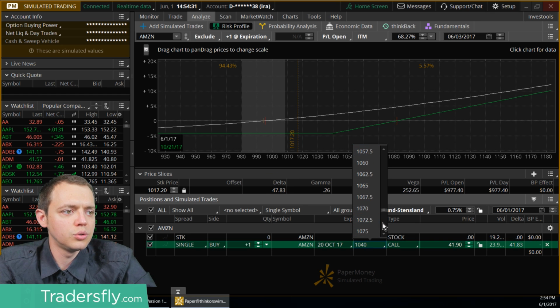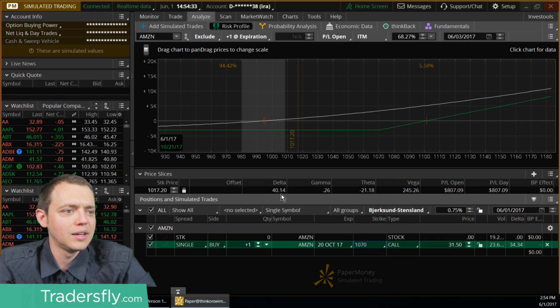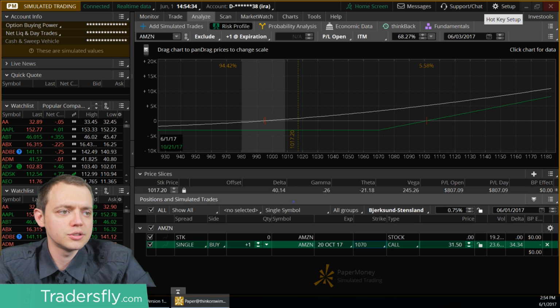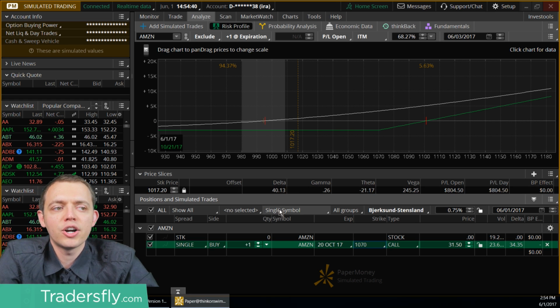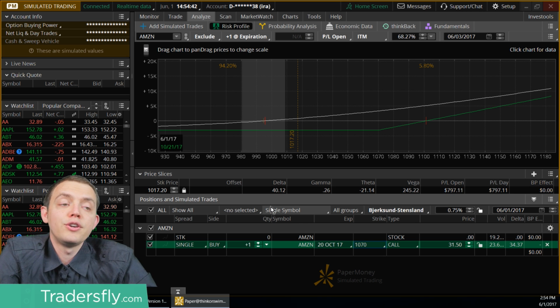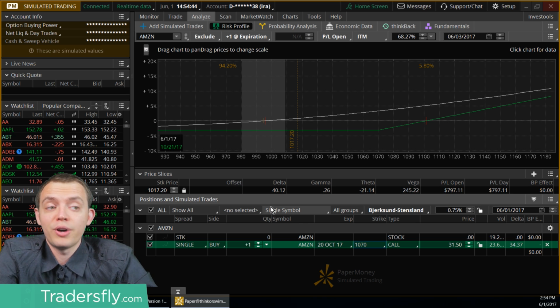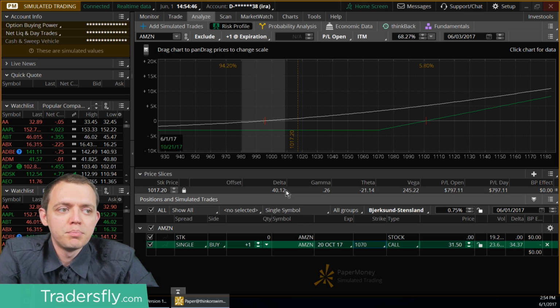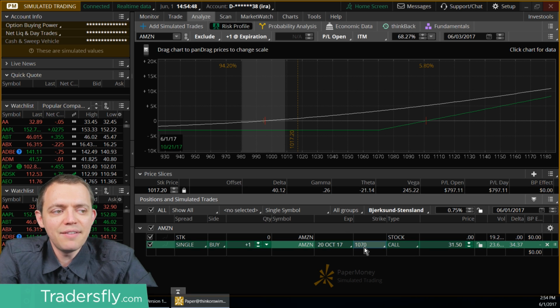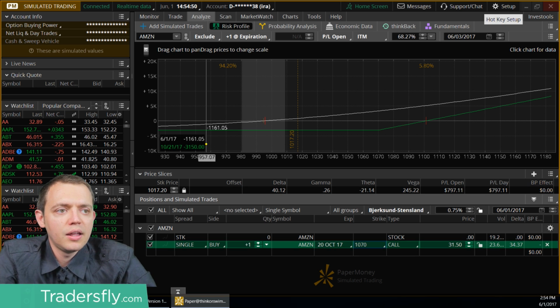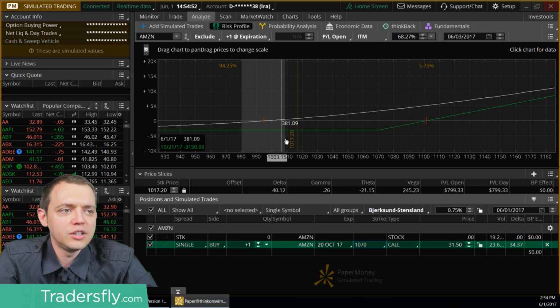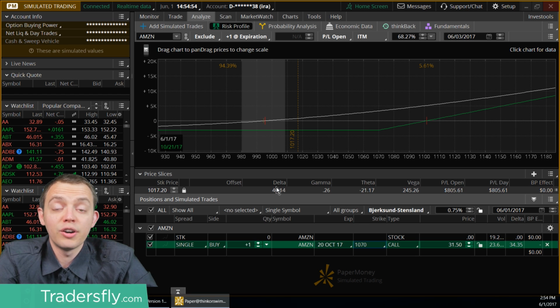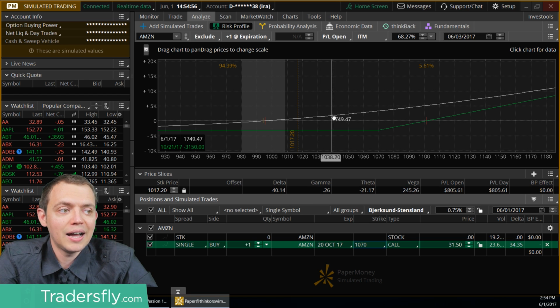If I go to, let's say, the 1070, I only make $40. Okay, can I trade one or the other? Yeah, absolutely. It doesn't really matter in the sense of if you had no preference and no risk preference, then it doesn't matter. But the one on the 1070, you spend $3,150 and you make $40 for every $1 move in the stock.